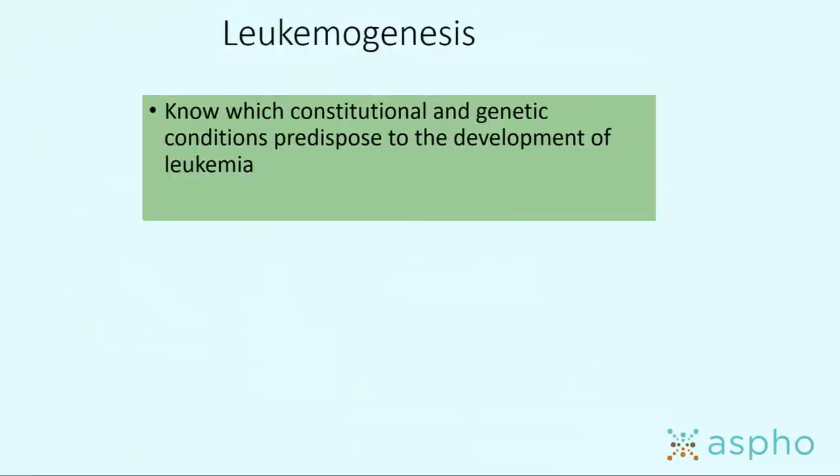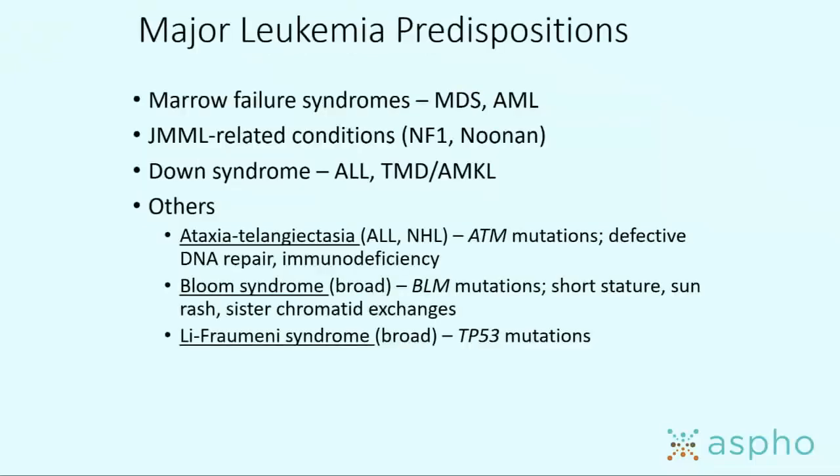Okay, the next thing, know which constitutional and genetic conditions predispose to the development of leukemia. I'm going to keep these comments to the main things that have been in the textbooks for years and that are likely to be on the test. I will briefly mention just a couple of recent discoveries that are really important in this area, but I won't focus on those in this talk.